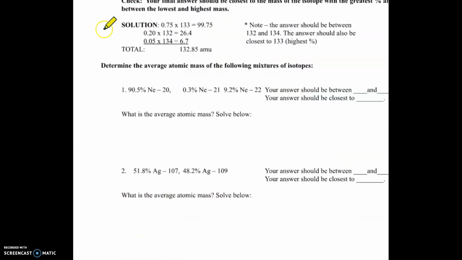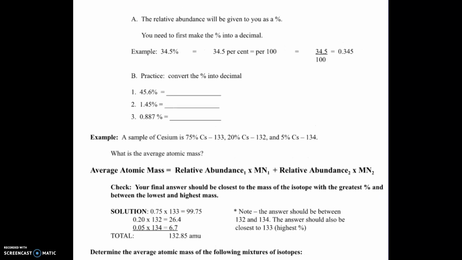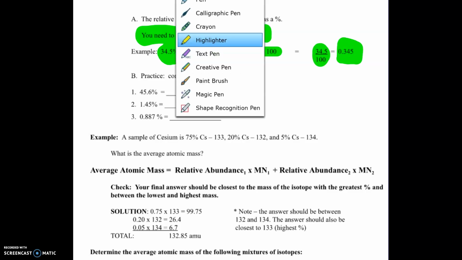So flip to page 10. Okay, let's go through this first example problem. The relative abundance will always be given to you as a percent. The first and most important thing is that we need to take that percent and make it into a decimal. You do this all the time when you're looking at sales or coupons. For example, if it's 34.5%, that means it's 34.5 literally percent per 100. Take that percentage, divide it by 100, and this right here is the decimal equivalent. That should be a review from math class for you.